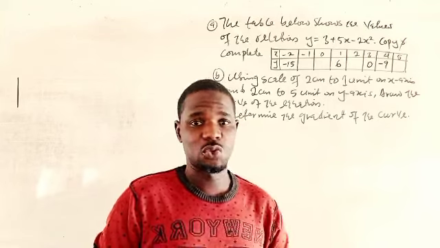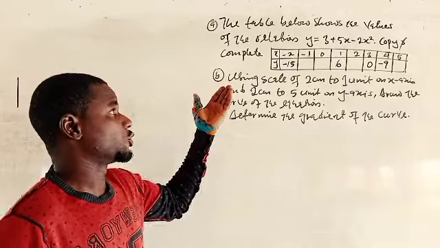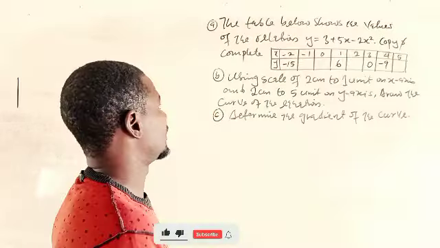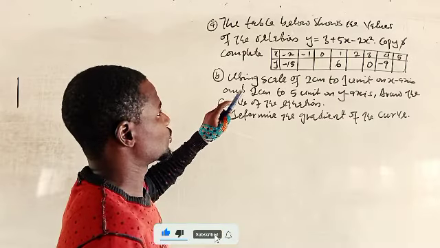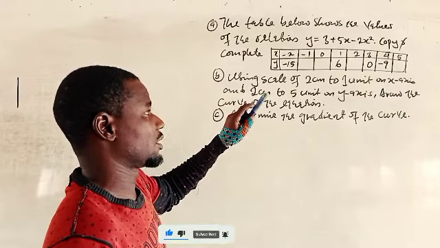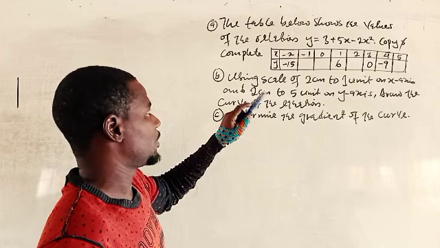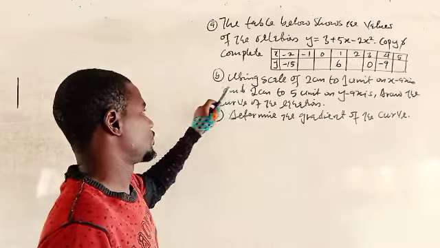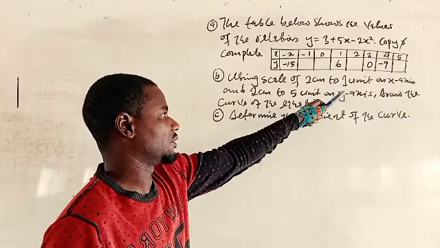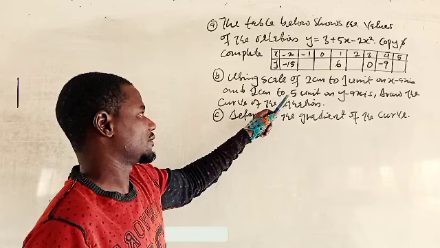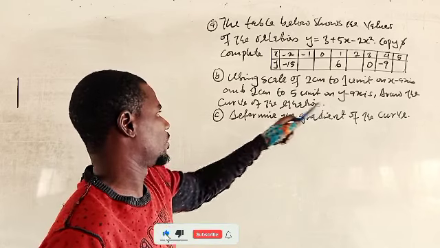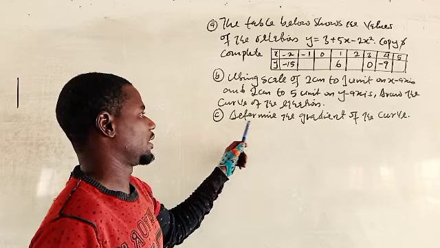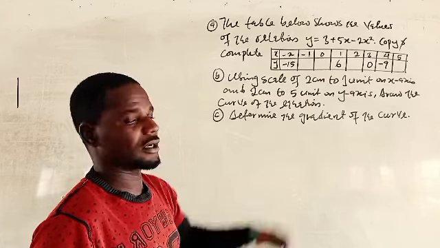And the question goes like, the table below shows the values of the relation y equals 3 plus 5x minus 2x squared. Now copy and complete the table. After copying and completing, they say we should use a scale of 2 centimeters to 1 unit on the x-axis and 2 centimeters to 5 units on the y-axis to draw the curve of the equation. Simple. Now using the curve, we are asked to determine the gradient of the curve.